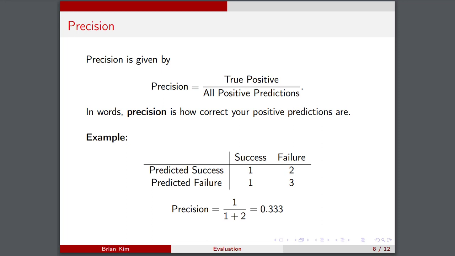So basically, we have that row of predicted success, one for the actual successes, and then 1 plus 2 for the total number of times we predicted success. Right? And so precision is just a measure of, I predicted success this many times. How many of those were actually right? And so this does a better job of getting at what you want.